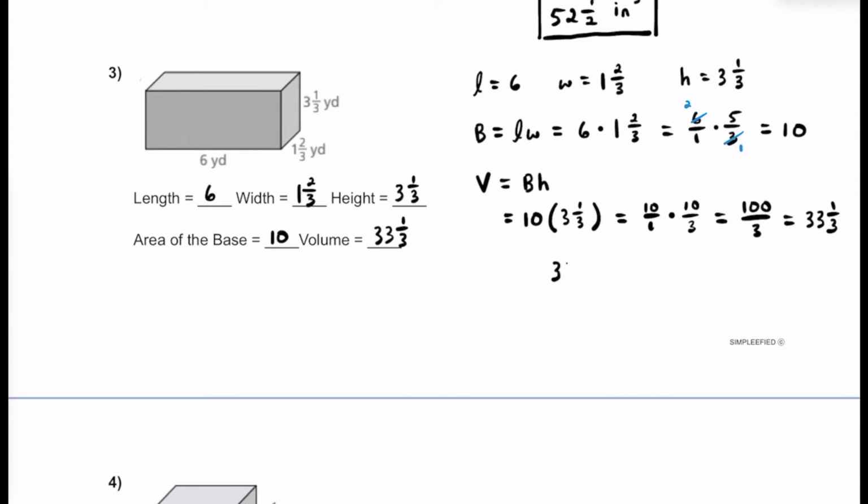What are our units? The units are going to be cubic yards. So we'd have 33 1/3 of these little 1 by 1 by 1 yard cubes. All right, that would be the volume.